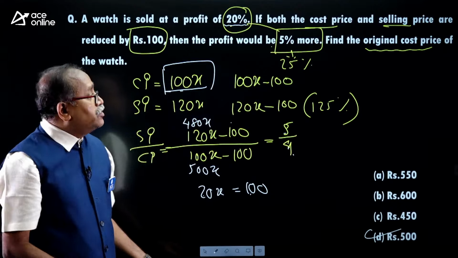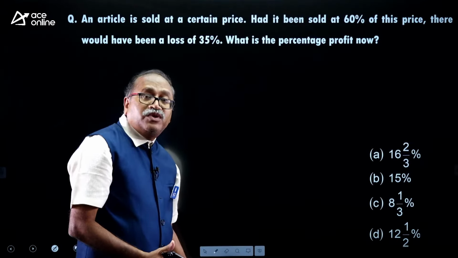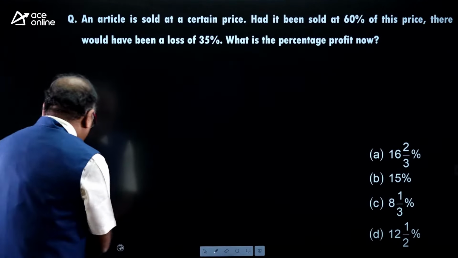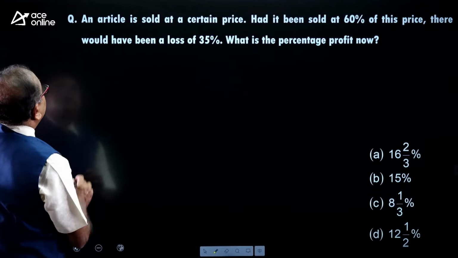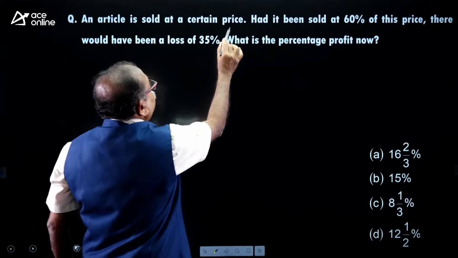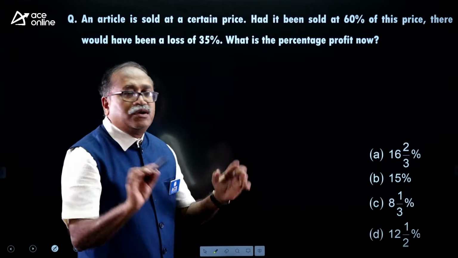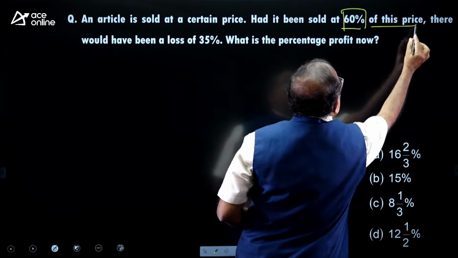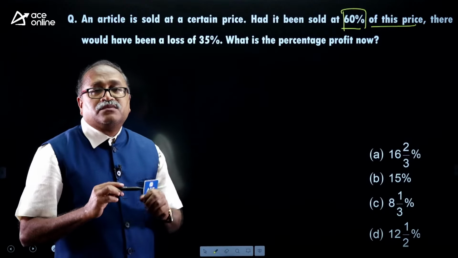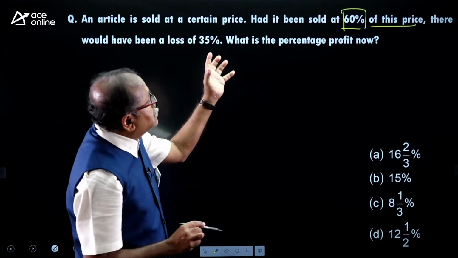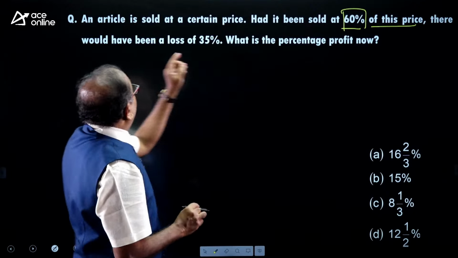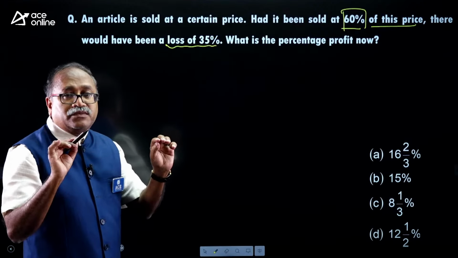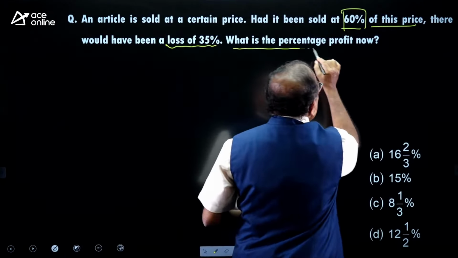Moving on to the next question, look at the board over here. Will you be able to answer this question, my dear friend? What is the question? An article is sold at a certain price. So CP is not given to us. Now, had it been sold at 60% of this price, whatever the selling price is, there would have been a loss of 35%. Now, what is the percentage profit?